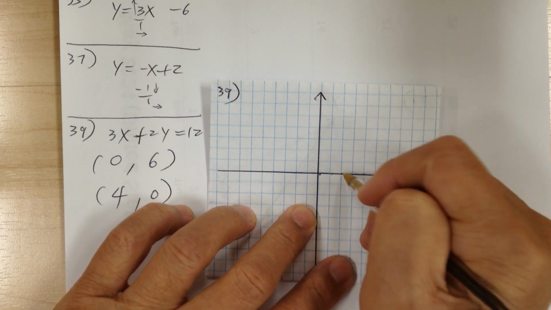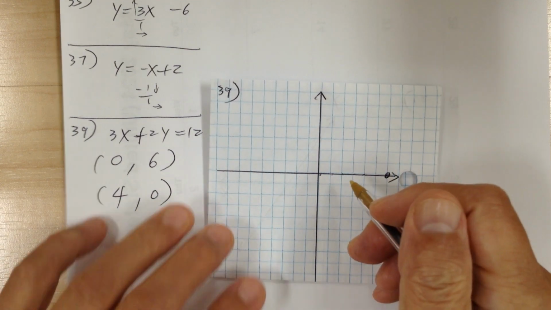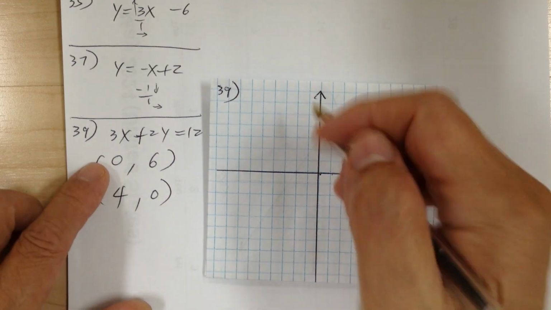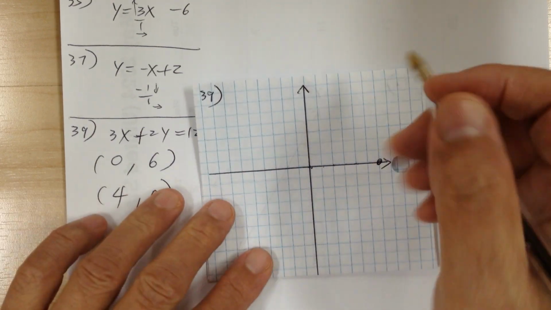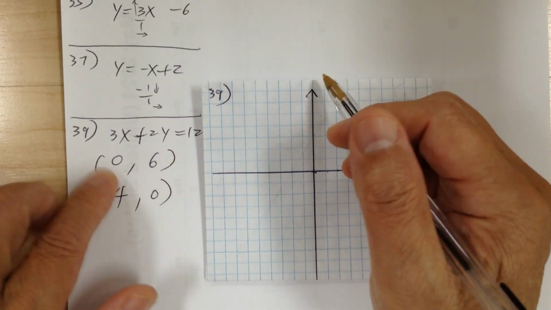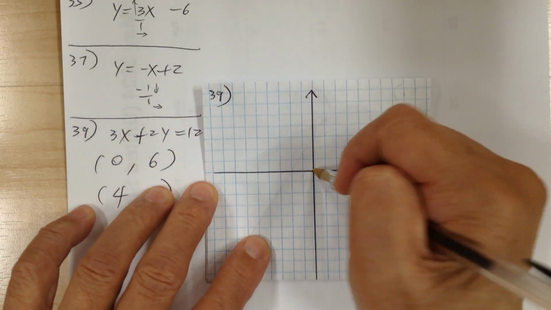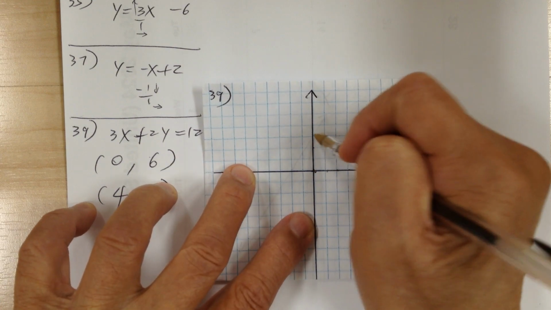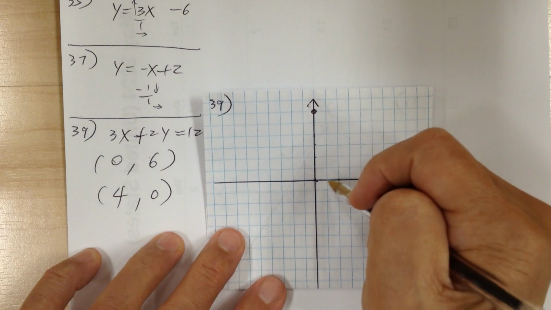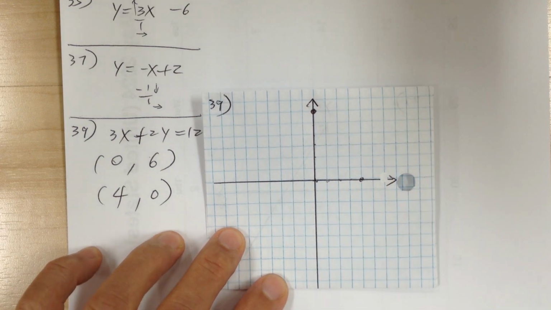And you got 4. Wait, no, back up. 0, 6. So watch your x and the y. That's not the point. Like 0, 6, this is your x and the y. So it'll be 0, 6. So 1, 2, 3, 4, 5, 6 right over here. Then you're going to get 4, 0. So 1, 2, 3, 4, 4, 0 right over here.